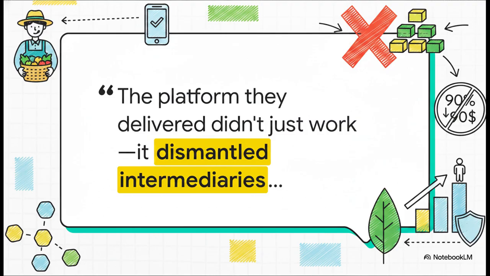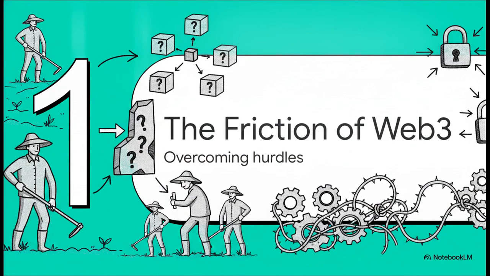Just listen to Yog Shrusti, the founder of FarmScent. He noted that the platform they delivered didn't just work. It actually dismantled the intermediaries and gave power back to their farmers. So this wasn't just a basic app. It was a total ecosystem redesign that wiped out a 90% middleman margin and successfully onboarded over 200,000 verified farmers. That's huge.